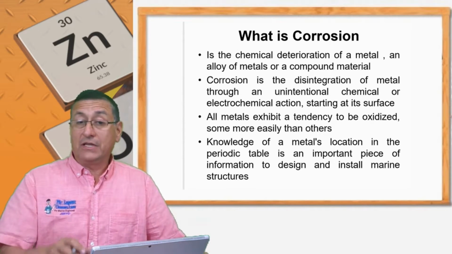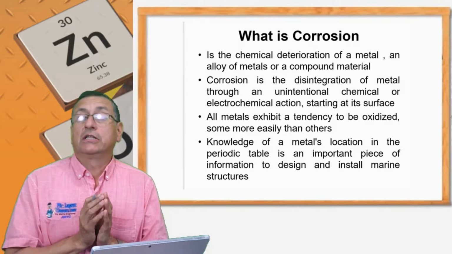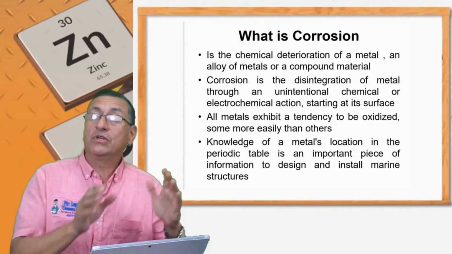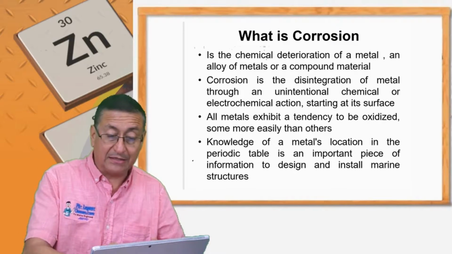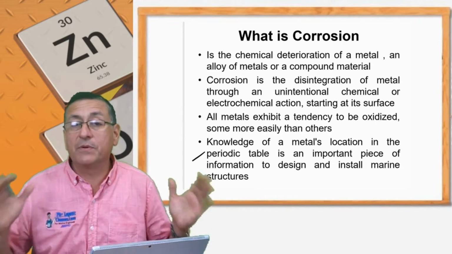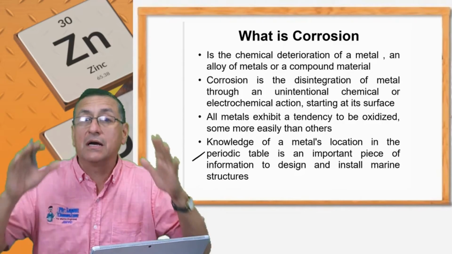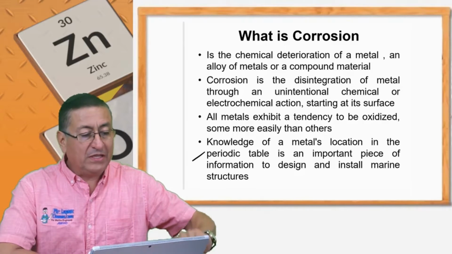Knowing the location of the metals in the periodic table is critical in order to make decisions about which metal or which alloy is better for the marine environment. This is the last sentence of this book, The Study of the Periodic Table for Marine Applications. Okay, what is the meaning of corrosion?